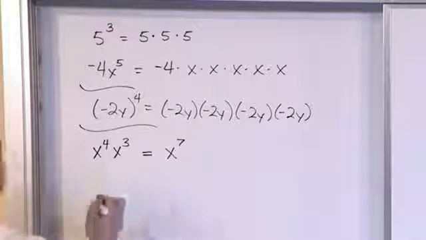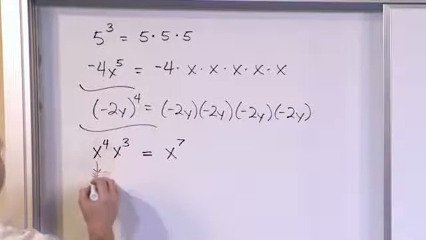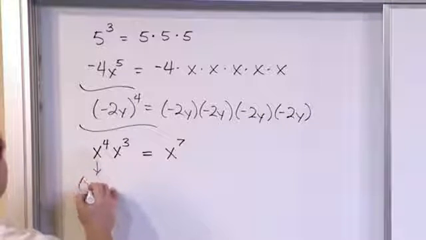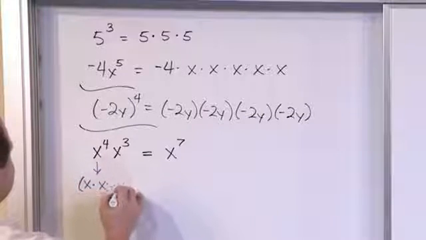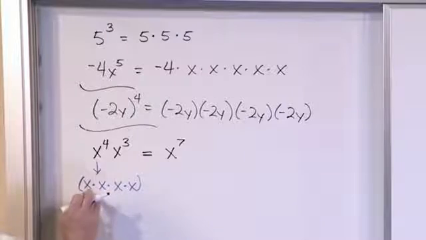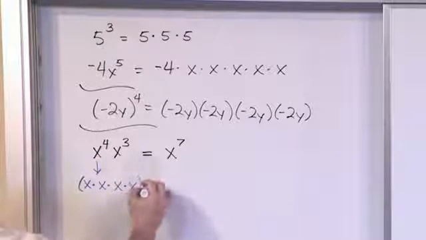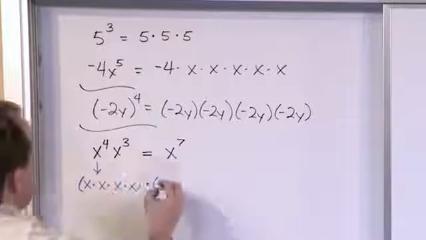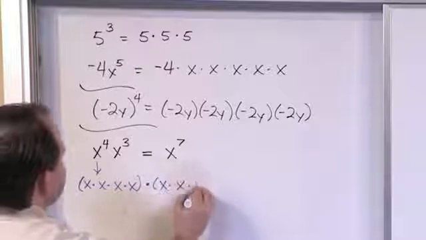What you really have here, this x to the power of 4, is basically x times x times x times x. That's what it is, 4 times, 1, 2, 3, 4. And it's multiplied by x to the 3rd power, which is x times x times x.